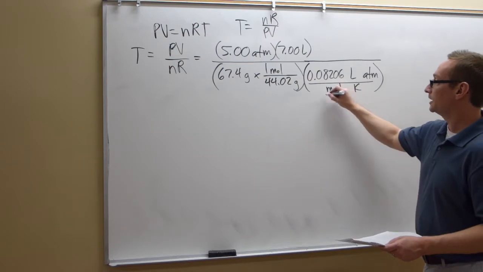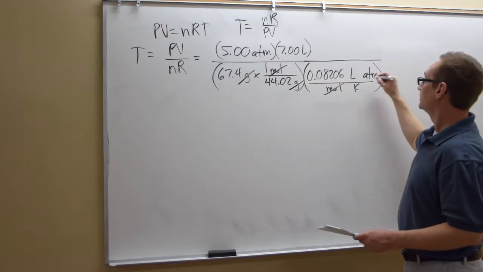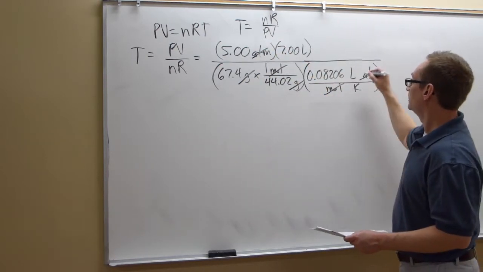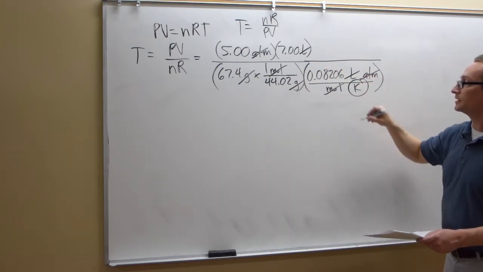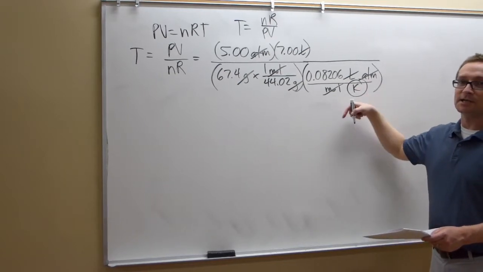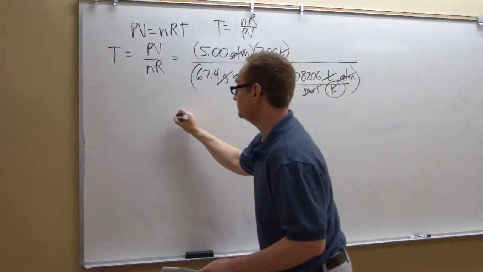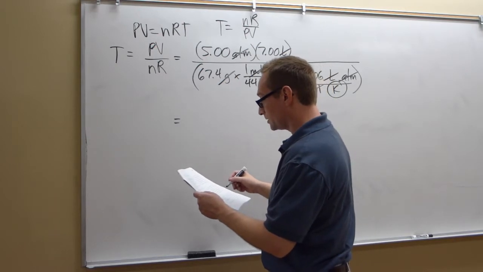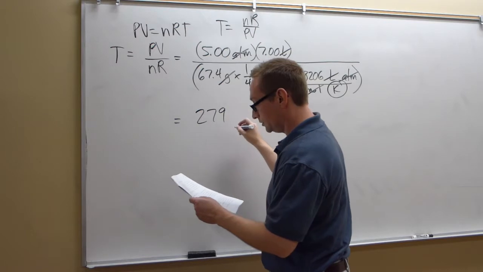The moles are going to cancel, the grams will cancel, the atmospheres will cancel. The liters will also cancel. The only unit left is the Kelvin. But the Kelvin is in the denominator of the denominator, which means it's the same as being in the numerator. So plugging and chugging, that gives you 279 Kelvin.